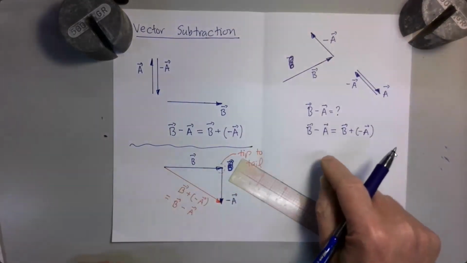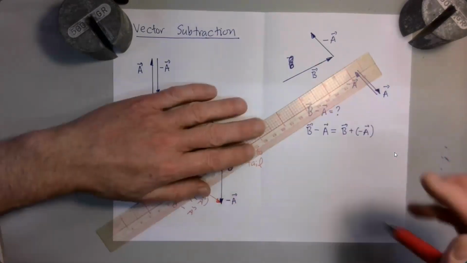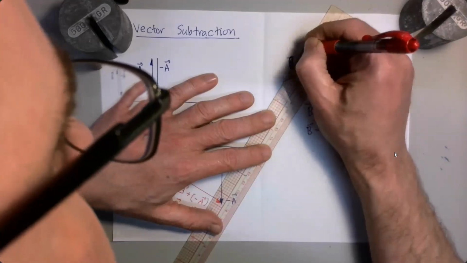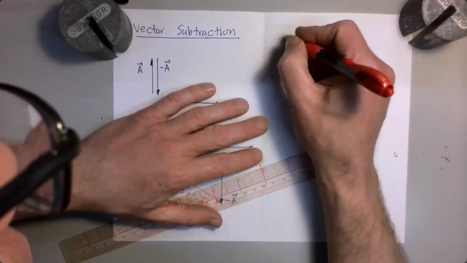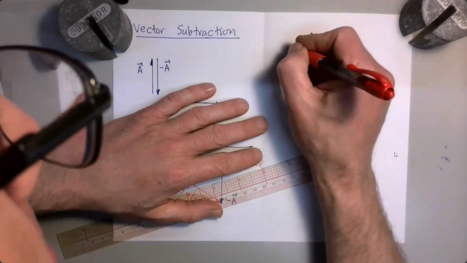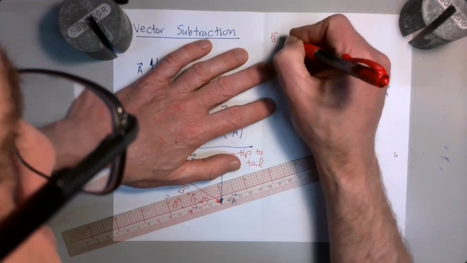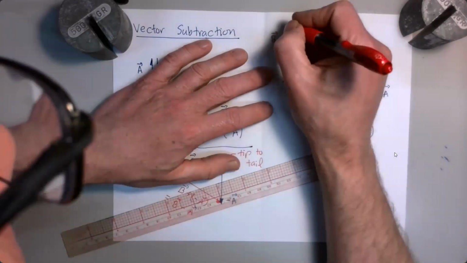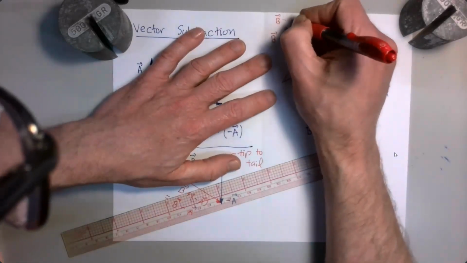Now I want to construct vector B plus vector minus A. We go from the tail of B to the tip of minus A. That red vector there would be vector B plus vector minus A, or equivalently, that is equal to vector B minus vector A.